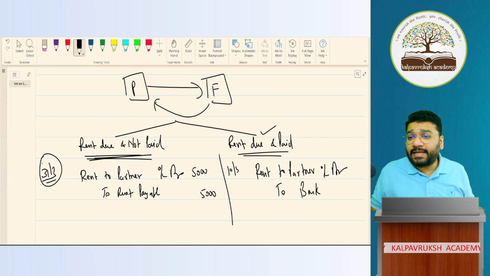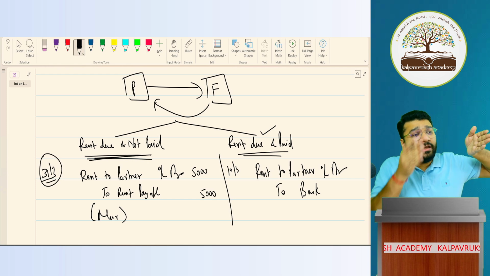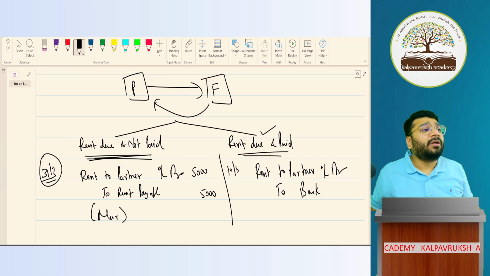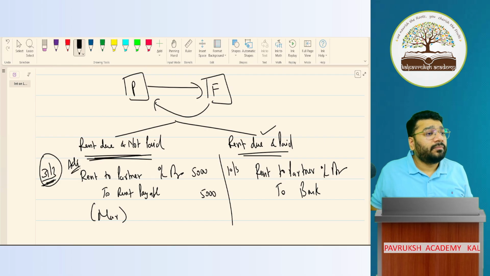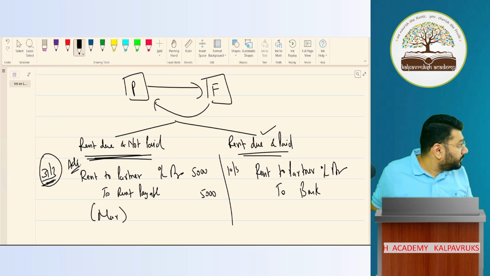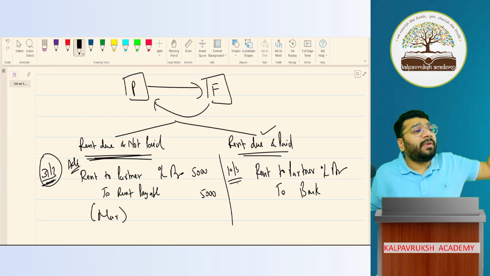Madam is asking why 31st March? I'm telling you from that time, this is March month current. From 1 March to 31st March, you've enjoyed the premises. On 31st March, since rent is due for payment and not paid, adjustment entry will come, no? Where did I write 10? Rent due and paid? I said no, 10th March the payment is done.